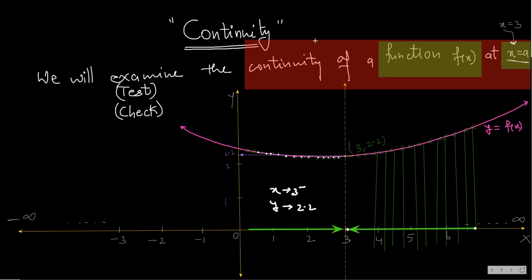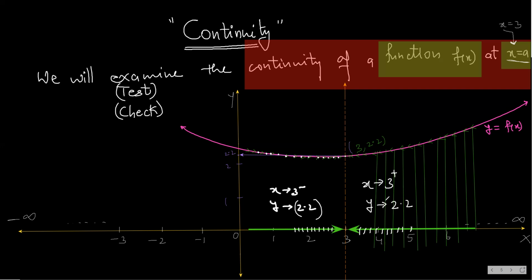And when the value of x is approaching 3 from the right, what is happening to the value of y? You will notice that y is once again approaching 2.2, which happens to be the value of the function when x is equal to 3. So from this side you wrote when x is approaching 3 from left, y is approaching 2.2. Here, x is approaching 3 from right, so you will write here when x tends to 3 positive, y still approaches 2.2.